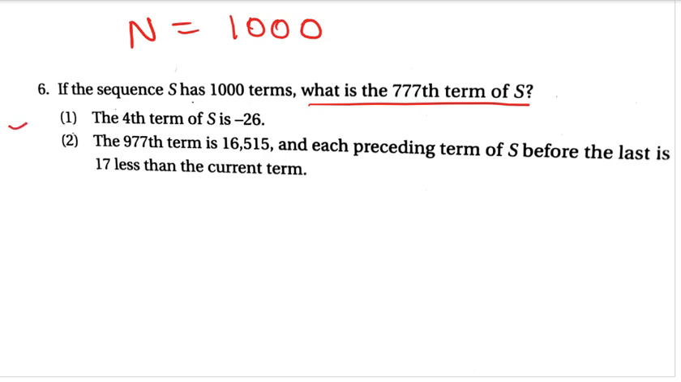Now the first condition that they have given is that the fourth term of S is 126. So T4 is equal to minus 26, not 126 but minus 26. Now if we have the T4, what does it mean? It means nothing, because we don't know whether this is an arithmetic sequence or a geometric sequence. Nothing is given. So the first condition is not sufficient.